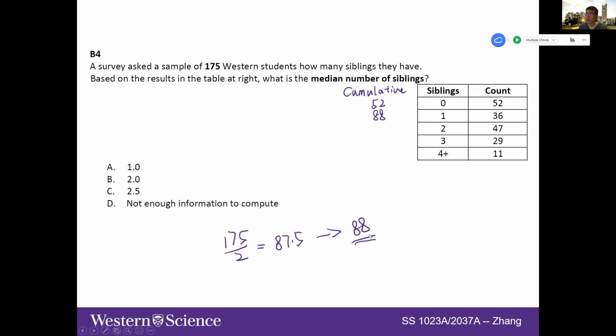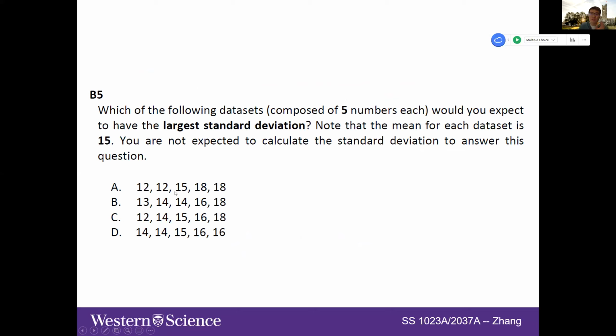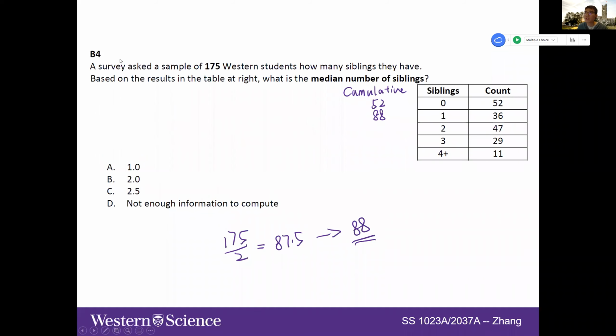For B5, remember, to tell the spread we can use our 5-number summary. In the middle, the number is our median. Remember, in today's class, we said the most important thing is to compare the IQR, which is the difference between Q1 and Q3. We can see that the IQR for A is 6, and the other is just 2. So the answer is very straightforward, which is A, because the IQR for A is much larger than all the other cases.